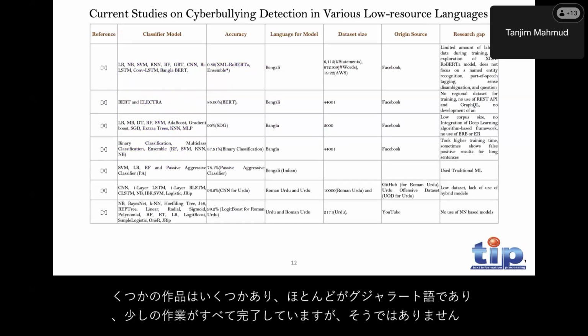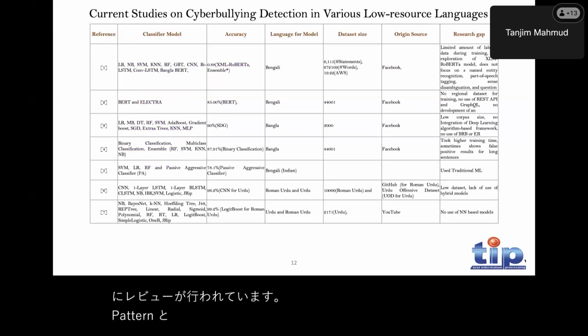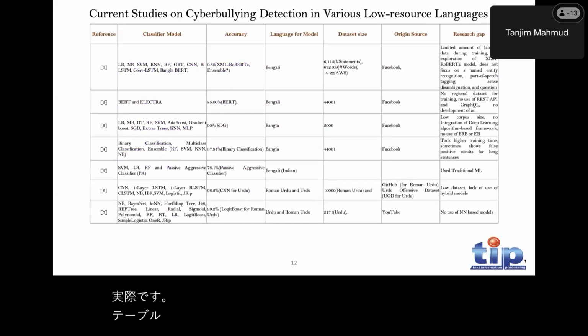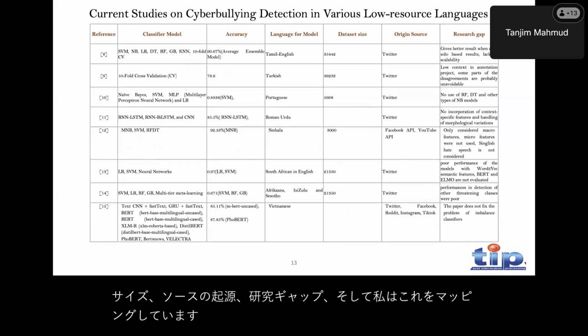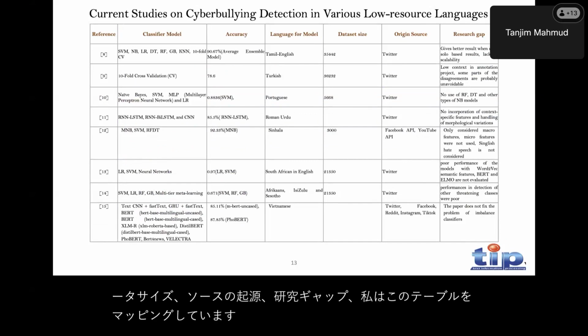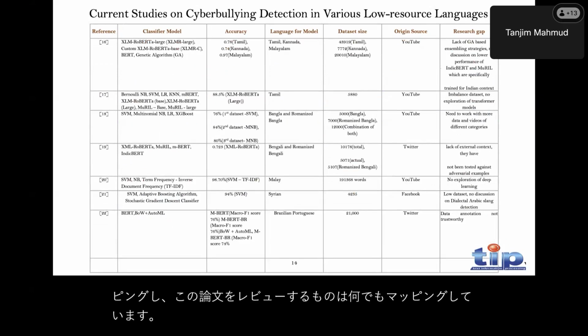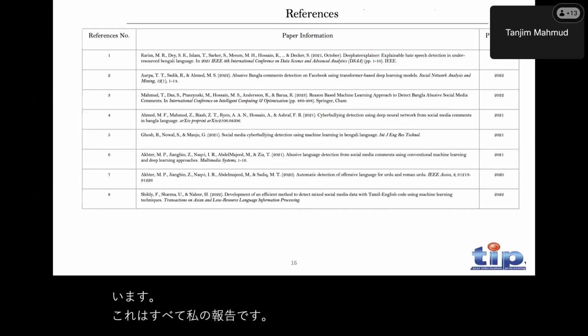And that is the review pattern, and my review table. This table has keywords, classifier model and accuracy, language, model, data size, origin of source, and research gap, and I mapped this table from whatever papers I reviewed. This is all my reported papers and these are the references.